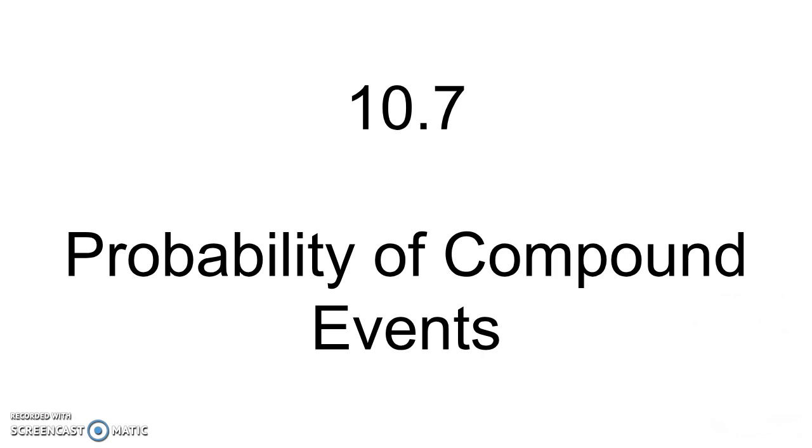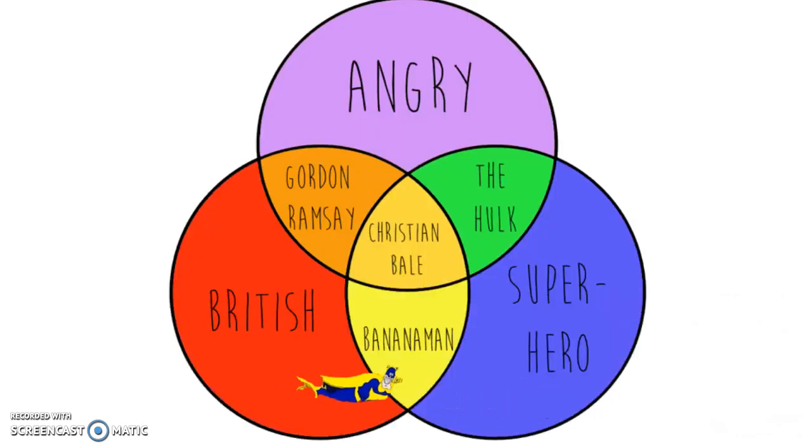So two events that have outcomes in common are known as overlapping events. If they have no outcomes in common, then those are disjoint events, or what are known as mutually exclusive.